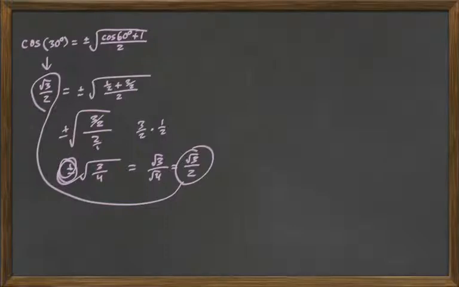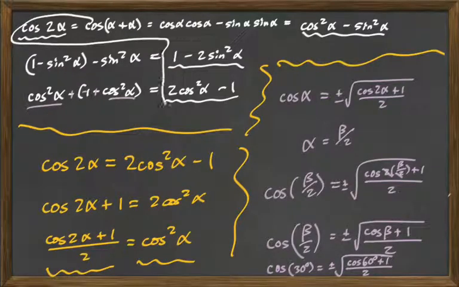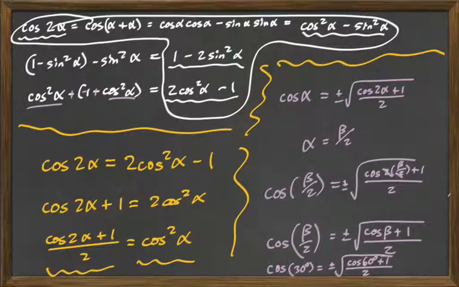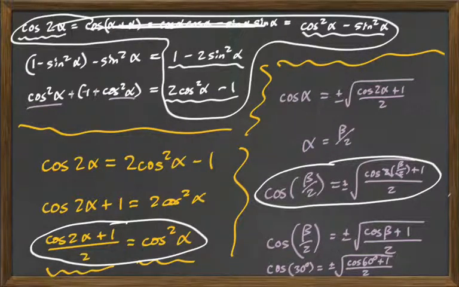And that's it. Those are your trigonometric formulas. You have your double angle formulas, you have your power reducer, and you have your half angle formula, all derived from the angle sum formula.